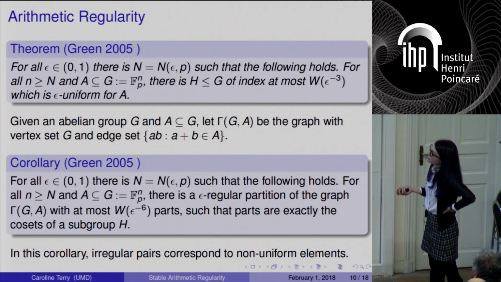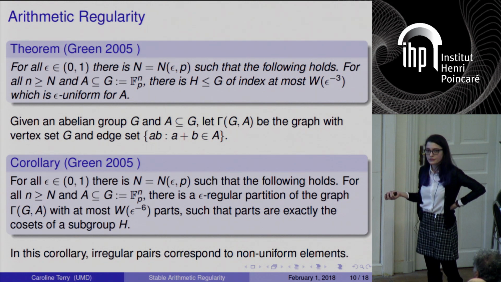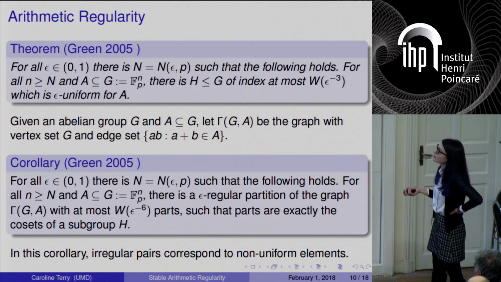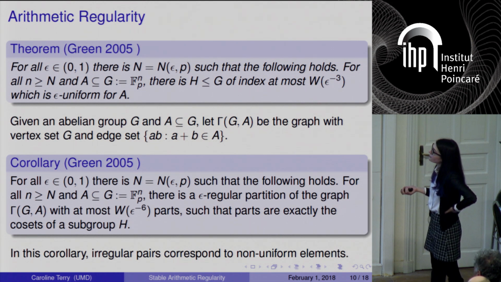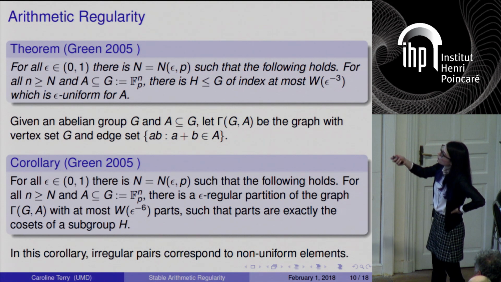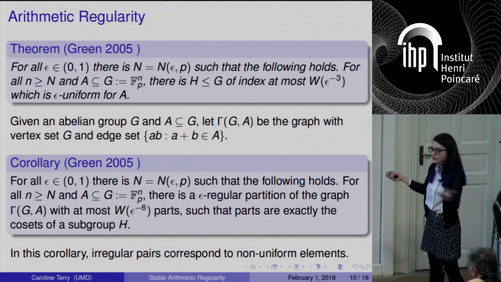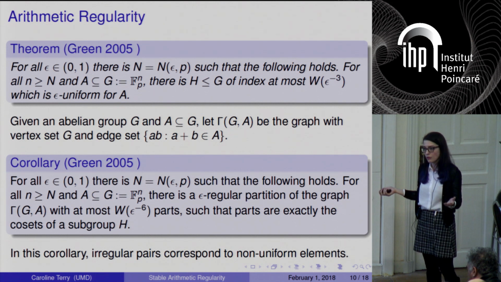Well, if A is really small, then the densities would just be very close to 0. Okay, and so what is this group? Obviously, all I do is take this arithmetic regularity lemma, take this group H, and take its cosets, and that's a partition of the whole group, and that's the regular partition.